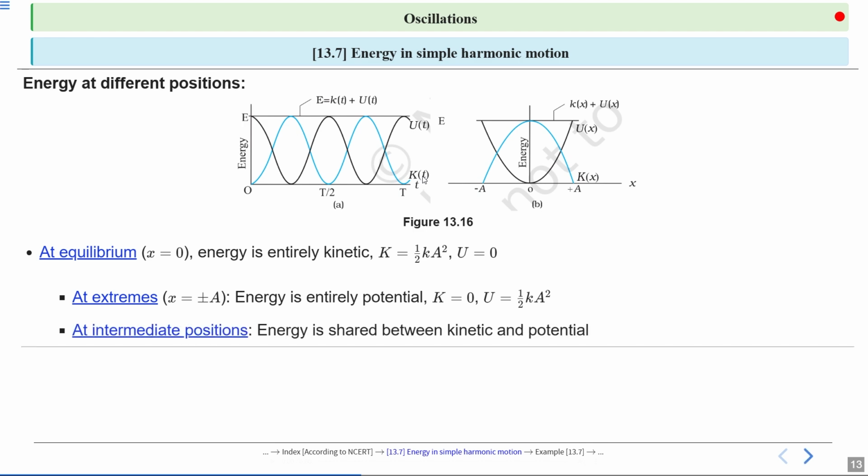At any position between the equilibrium and the extremes, energy is shared between kinetic and potential forms. The object is moving but not at its fastest, and the spring is partially stretched or compressed. This balance means the total energy stays constant, but the amounts of kinetic and potential energy change as the object moves. This constant total energy is a key feature of simple harmonic motion.